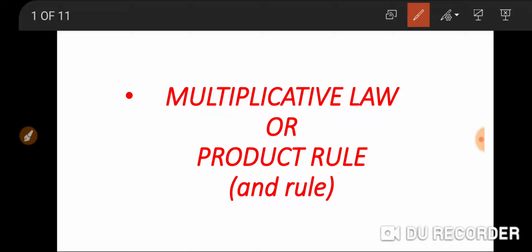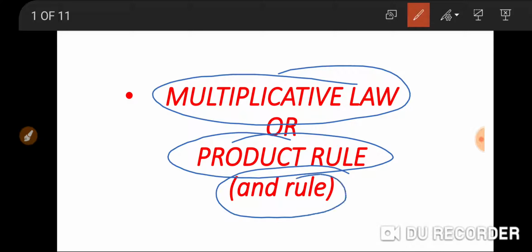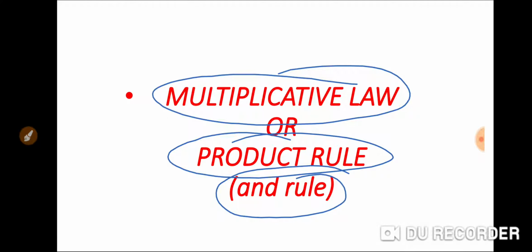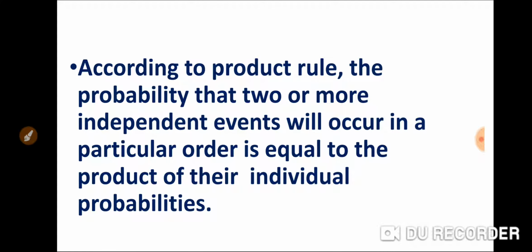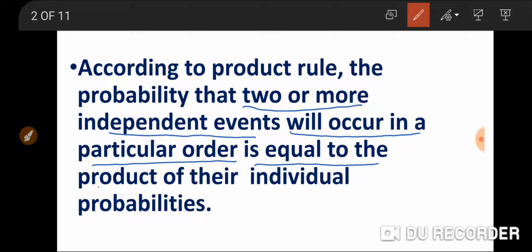Today we are going to discuss the second law or the second rule of probability which is used in genetic analysis, and the law is the multiplicative law or the product rule. It is also called the AND rule, and according to this product rule, the probability that two or more independent events will occur in a particular order is equal to the product of their individual probabilities.